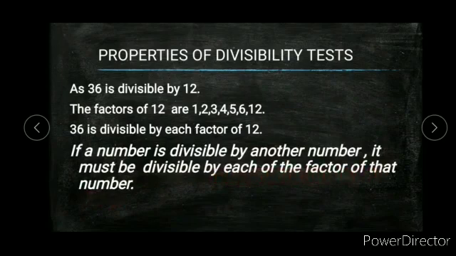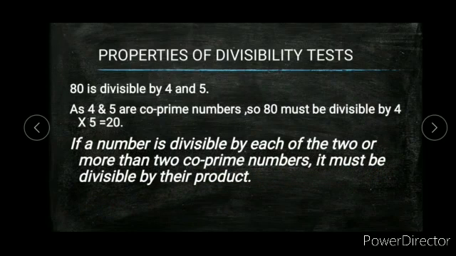Second property. In this property, if a number is divisible by each of two or more co-prime numbers, it must be divisible by their product. For example, 80 is divisible by 4 and 5. So the product of 4 and 5 is 20. So 80 is divisible by 20 also.